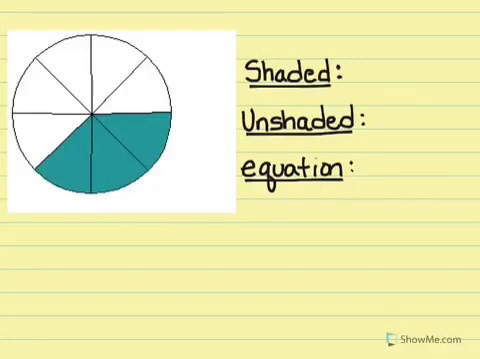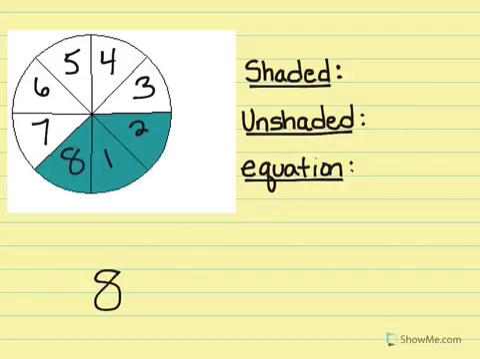So in this question, we have a circle. It is split into 1, 2, 3, 4, 5, 6, 7, 8 equal parts. So 8 would be my denominator.